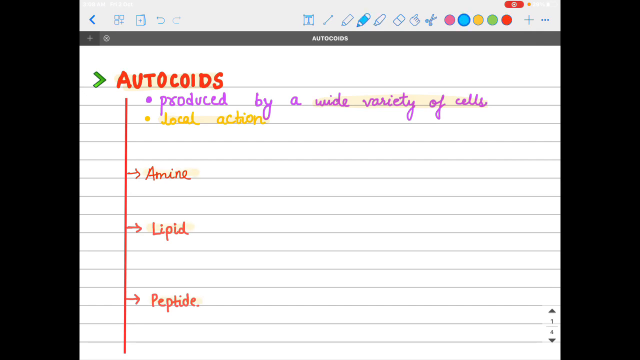In the amine subgroup, we have histamine and serotonin. In the lipid subgroup, we have prostaglandins, leukotrienes, and platelet activating factor. In the peptide group, we have bradykinin, angiotensin, and kallidin.